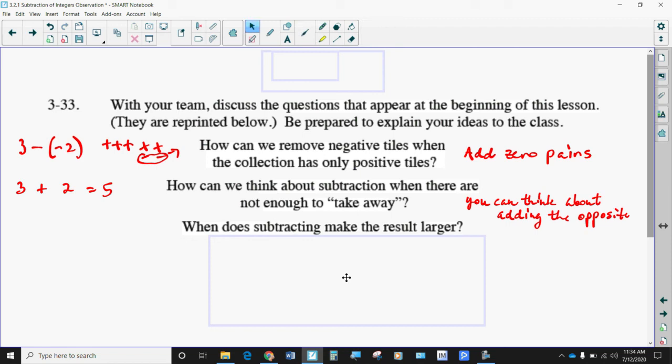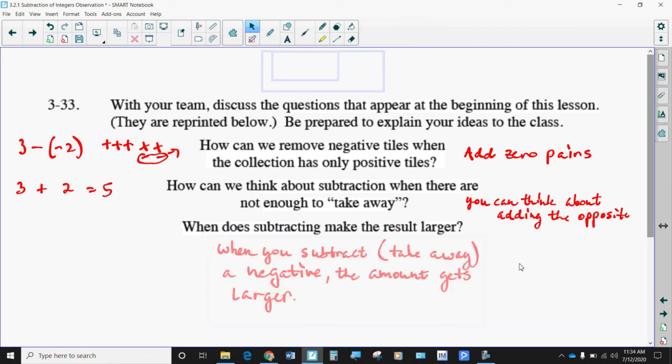So when does subtracting make the result larger? When you subtract a negative, your amount will always get larger. Think about when you remove a bad guy from the neighborhood, how that makes the neighborhood safer. That's a good thing. You take a bad person to jail, jail is bad, but you're removing the bad, so that's good for the community, okay?